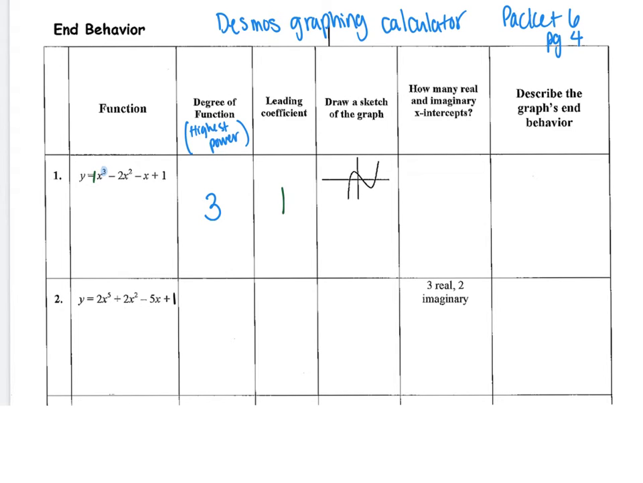So that's a 1. And then for this one, they've provided us the graph already. So all we need to do is figure out how many real solutions we can see on the graph. In other words, how many x-intercepts do we see on this graph? And I see 3 real x-intercepts. So that means there are 3 total. The degree of the function says there should be 3, and there are 3 that I actually see. So that means there are 0 imaginary ones.